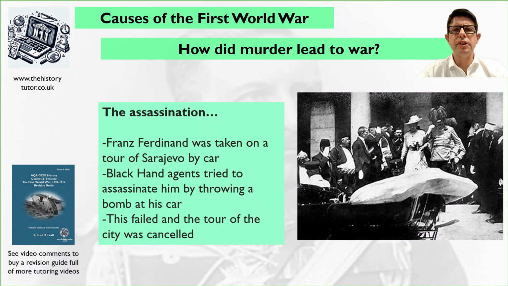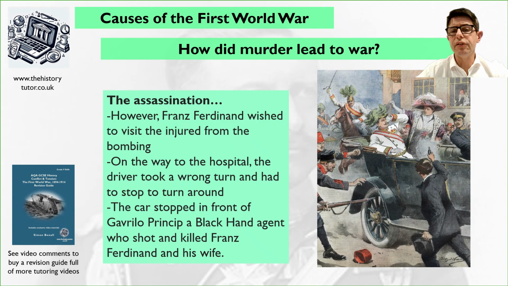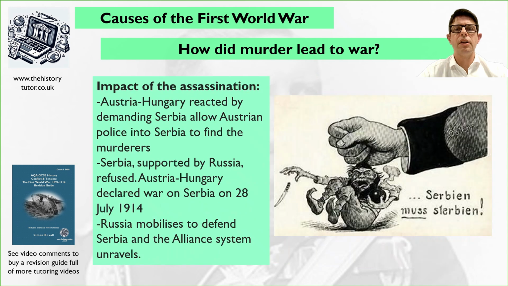So Franz Ferdinand was driven around Sarajevo by car, but Black Hand agents tried to kill him, throwing a bomb at his car. But they failed to kill him. Franz Ferdinand's tour was cancelled and they headed away. Later on, Franz Ferdinand wanted to visit the injured people from the bombing in the hospital. On the way to the hospital, the driver took a wrong turn and they had to turn around. But the car stopped in front of Gavrilo Princip, the Black Hand agent, and he shot dead Franz Ferdinand and his wife.